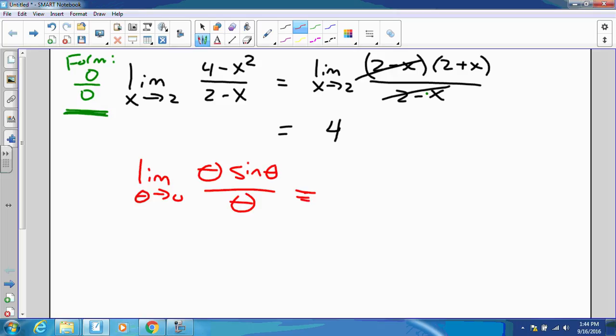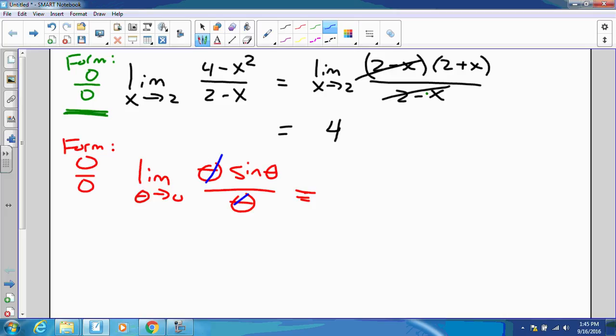Okay. The first thing that I'm going to do is to check the form. And when I check the form, I see that I have 0 times 0 over 0. And so my form is 0 over 0. Put that form off to the left. It's not your limit. It's not a number. It's just the form. So we have this, which indicates a common factor.